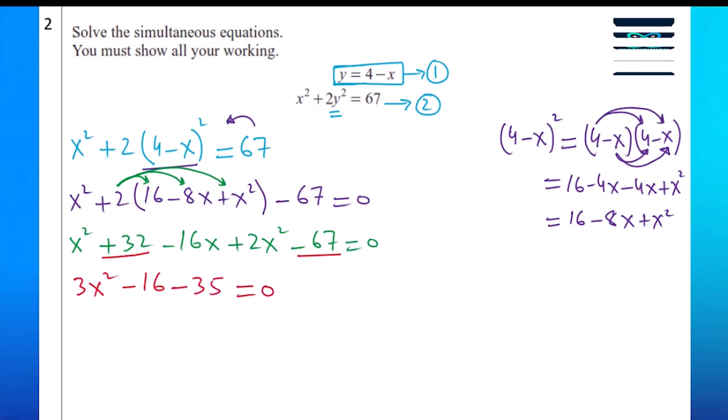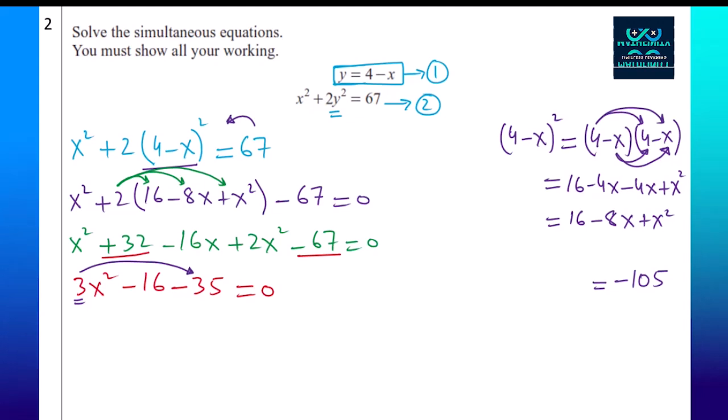Equal to 0. This is a quadratic equation, and we learned how to solve a quadratic equation by the factorization method. I will try factorization first. We have to multiply this 3 with this one, negative 35, so negative 105. What is at the center? We can write here x. What is at the center? Negative 16. So we have to make negative 16 at the center.